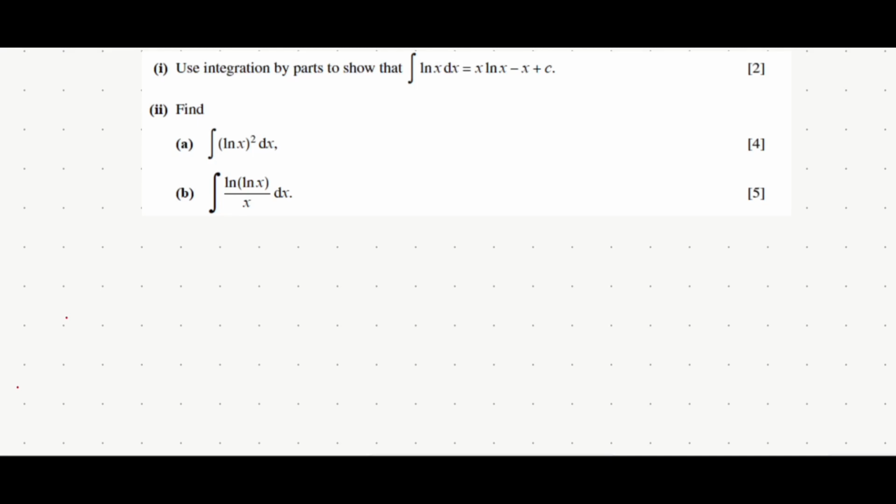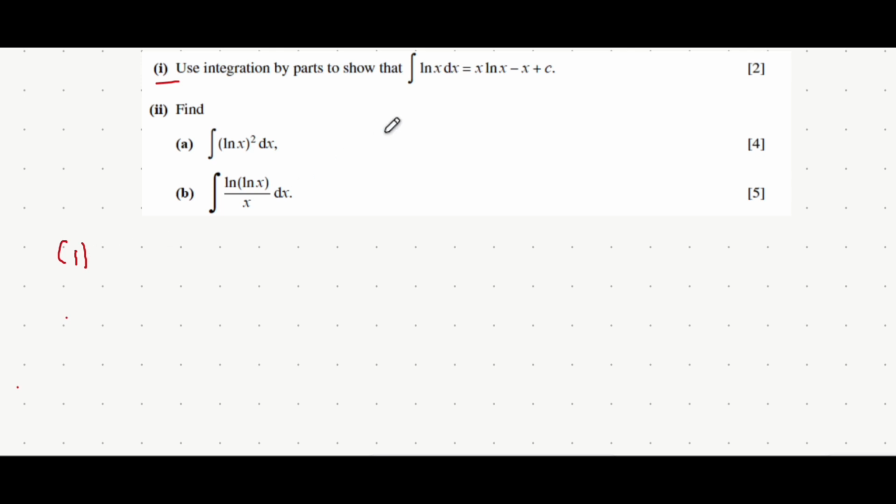In this question, we're going to look at an A-star level question that uses integration by parts and a little bit of integration by substitution as well, actually. And I'm not going to tell you where that is, so if you'd like to have a go, go for it. But yeah, part I tells you specifically that you want to use integration by parts, so let's do that.